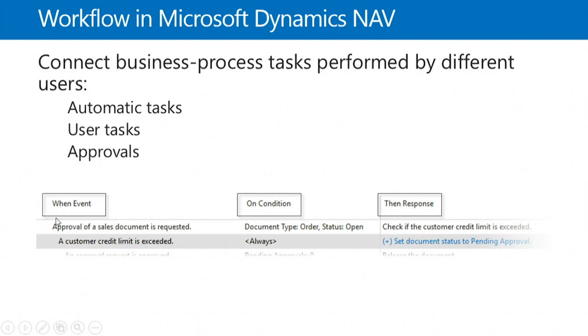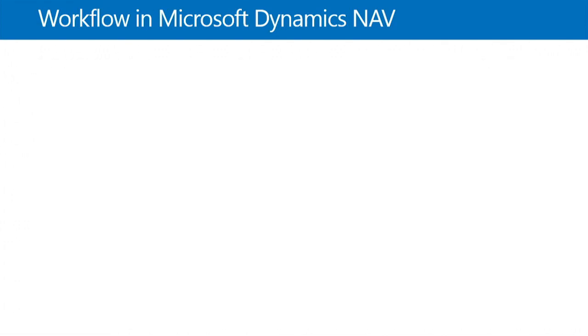So the user runs the approved document function, for example, then there's a condition that should be met. In this case, the condition should be that the document has the order type and the status of open. And the response is that the system will then check if the customer's credit limit is exceeded. You see, a very nice example of what a workflow can be, and especially the three different components of the workflow. So let's look at these a little bit more in detail.